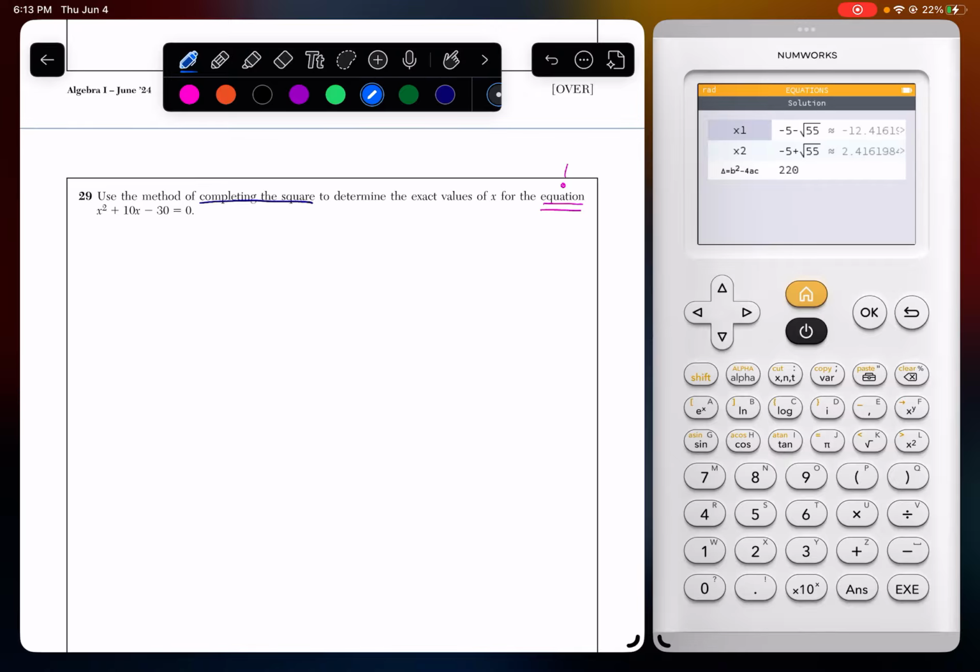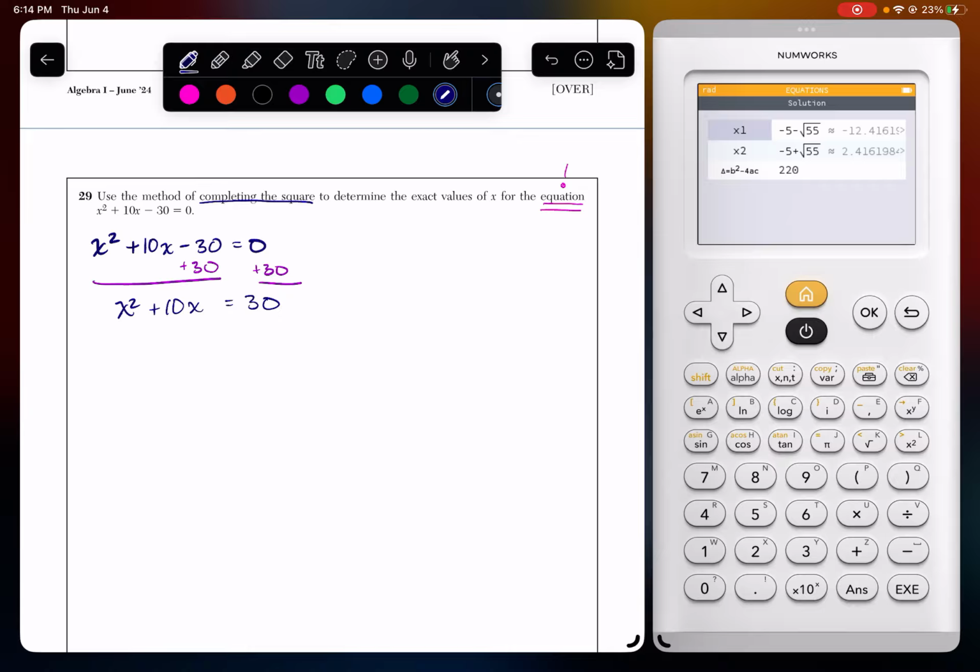So in order to complete the square, we're starting with x squared plus 10x minus 30 equal to 0. When we are completing the square, unlike the quadratic formula or factoring, we want to move the constants to the right side. So we do not want this equal to 0. We want to move this 30 over because we want all of our quadratic and linear terms to be set equal to the constants. So I have x squared plus 10x equals 30.